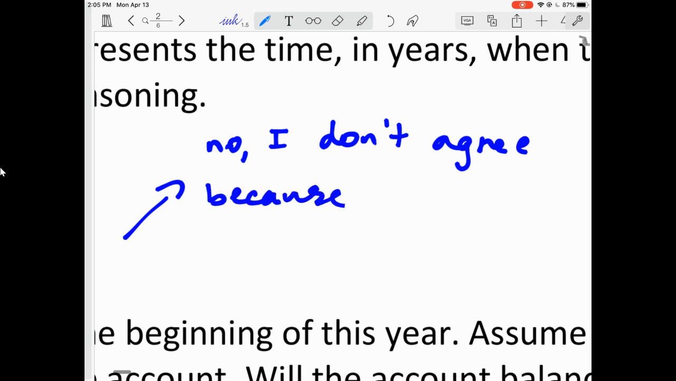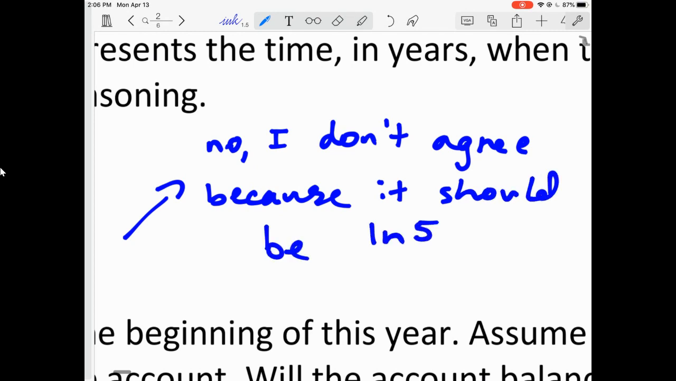Because it should be natural log 5 divided by 0.06.